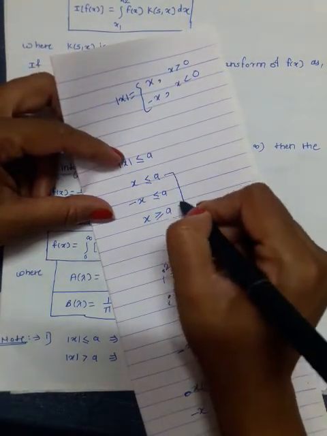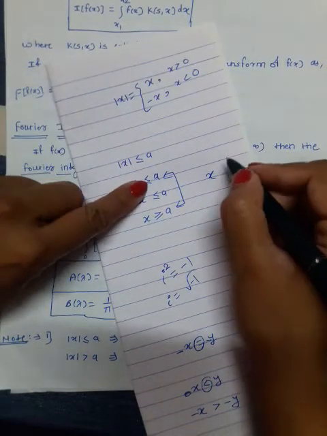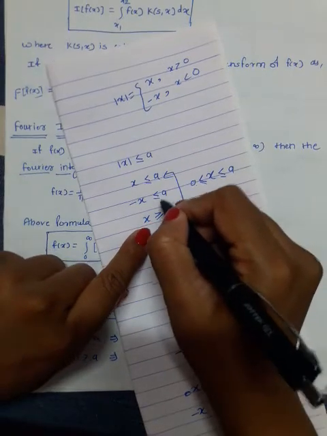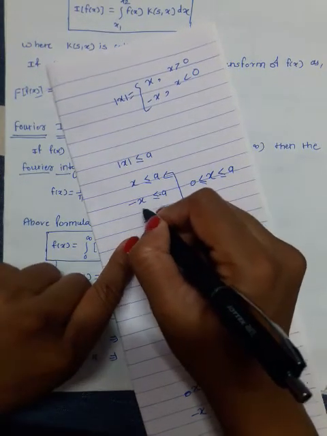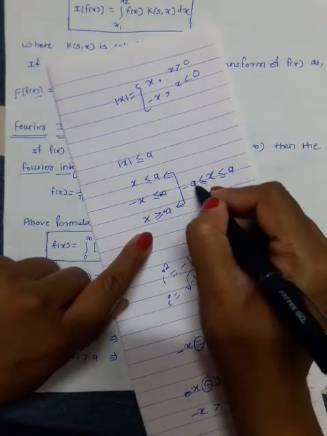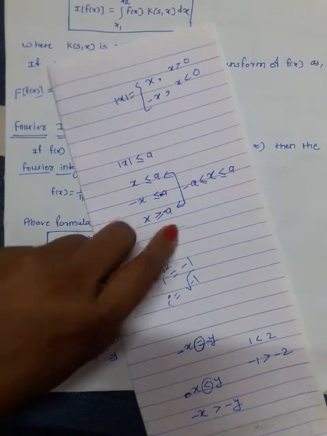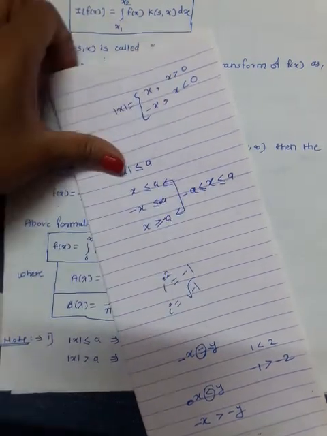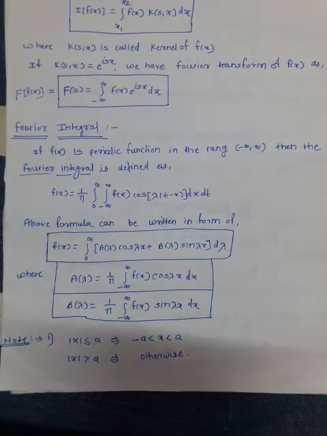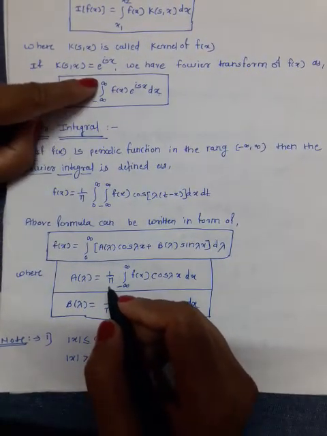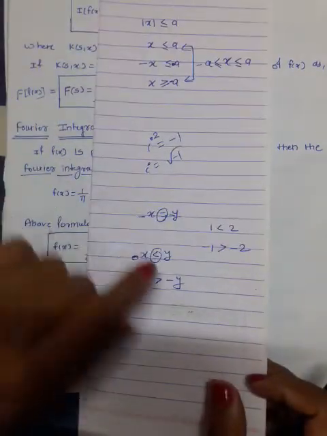Now combine these two. What do we get? x is less than or equal to a, and x is greater than or equal to minus a. Therefore, mod x less than or equal to a means x lies between minus a to plus a. But our integration limits are minus infinity to plus infinity. That's why, apart from this minus a to plus a, we are taking all the values as 0.